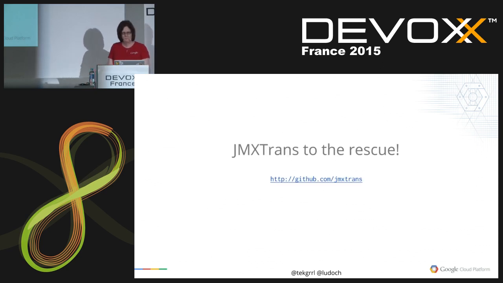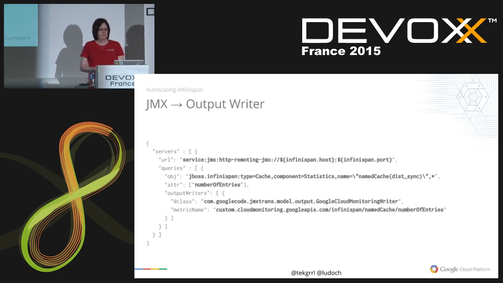And how we make this work with Infinispan is via JMX. Somebody wrote this clever piece of code that actually converts JMX to the output we require. This could be any output. So basically, we're taking a JMX event and we're writing it out to somewhere else. Our output writer in this case is Google Cloud Monitoring. It's a Google Cloud Monitoring writer, and the metric name is number of entries. So we're effectively converting this JMX signal, which is automatically generated by Infinispan, into a metric that can be used by Cloud Monitoring. Okay?